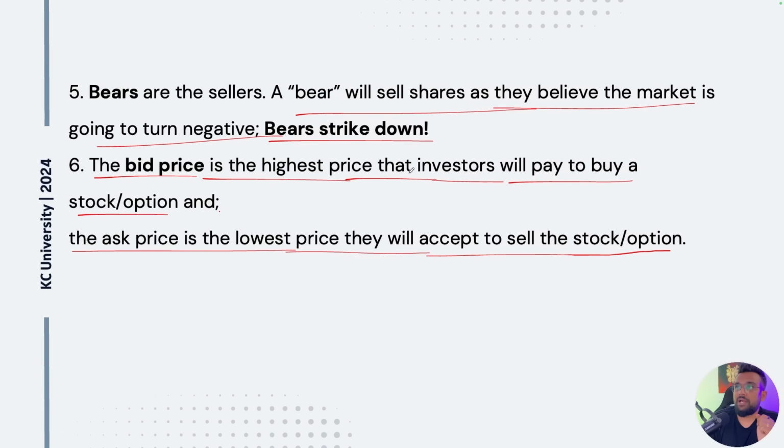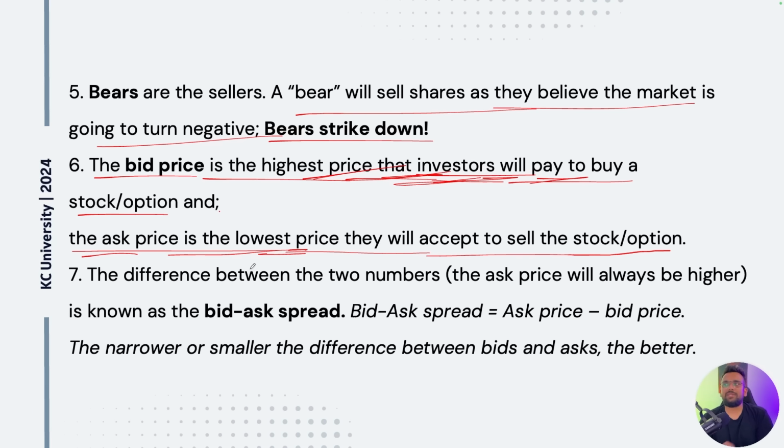Okay. A bid price is the highest price that the investor will pay to buy your phone or your stock. Ask is the lowest price that you are willing to accept for your phone. What is the spread? The spread is very simple.